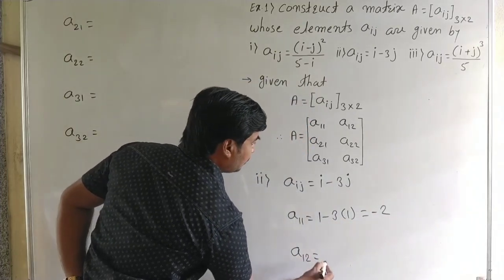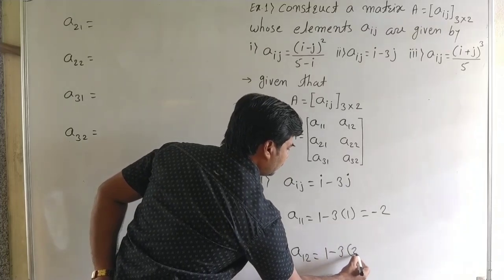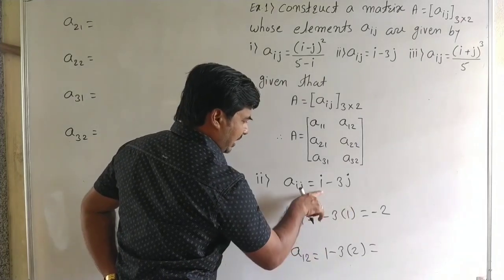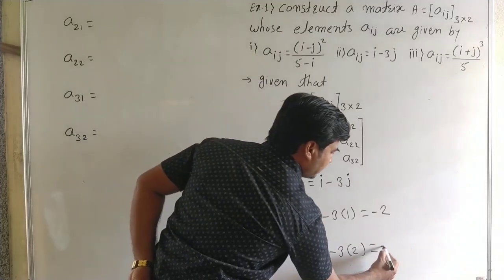Then a12 is 1 minus 3 into 2. See carefully, j is a column number and i is a row number. 1 minus 6 is minus 5.